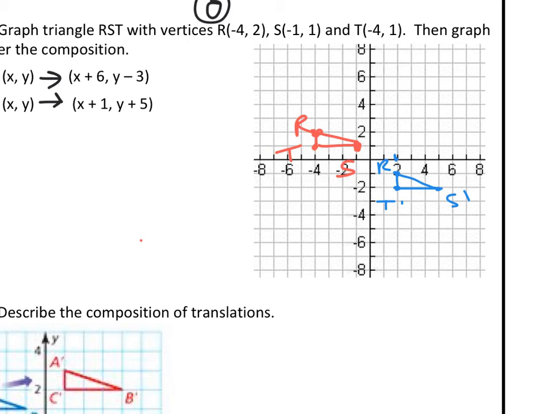So it ends up right here. And then the next transformation is x plus 1, y plus 5. We're going to go from the blue shape and transform from there. So we're going right 1, up 5. Go ahead and do that from the blue shape. Notice how I labeled it R double prime, S double prime, and T double prime because it is the second transformation we're doing. So here's the original. We went from the original to this blue one. We did not go back to the original. We started from the blue one and went to the black shape. So that's a composition.